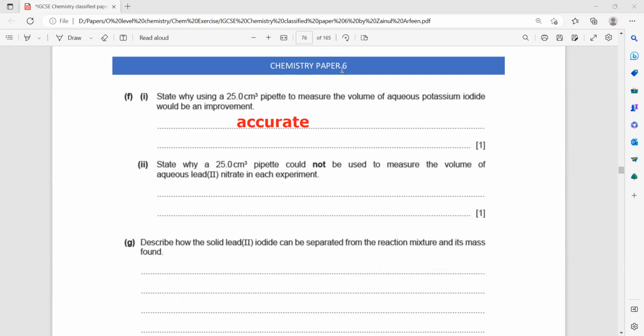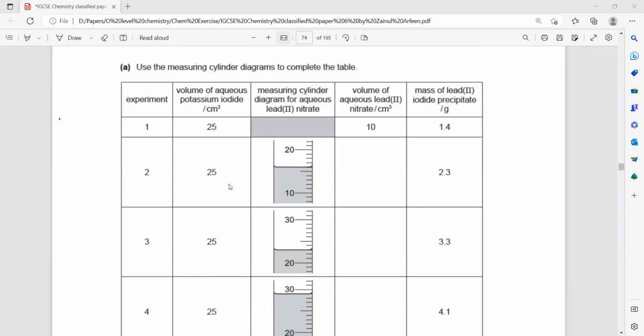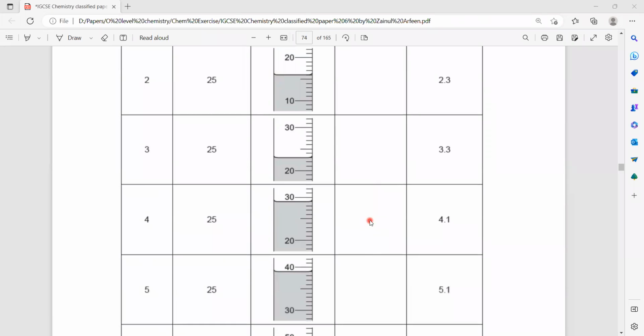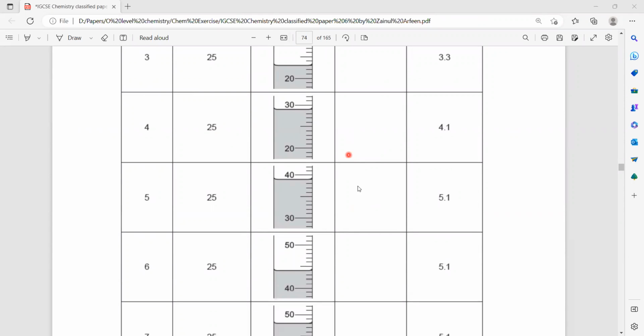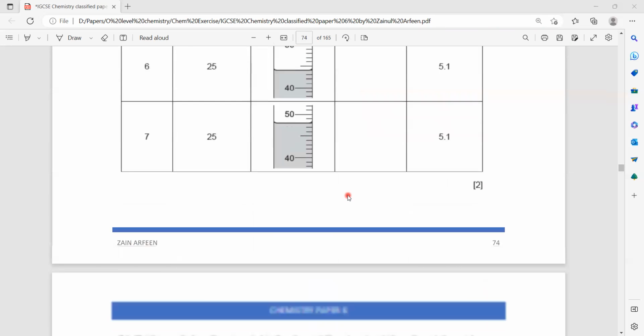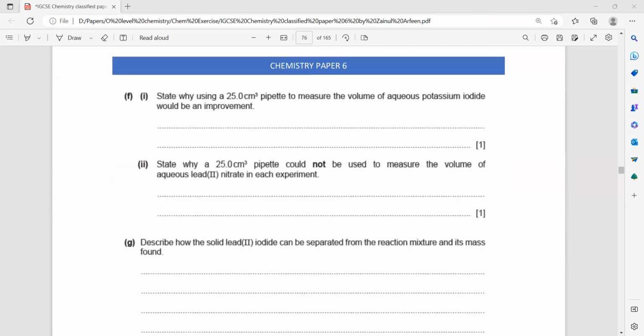If you see, the amount of lead nitrate was not constant. We use different volumes of lead nitrate. Variable volumes were used. Here you can see we were using 16, then 23, then 20, 31, then 29, then 41. So why are different volumes used? Because a pipette can measure only a fixed volume. You cannot measure a variable volume. So a pipette cannot be used as it cannot measure a variable volume.